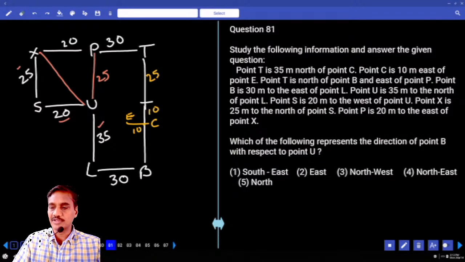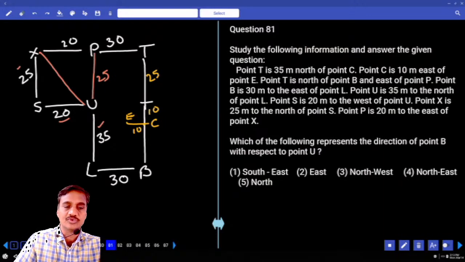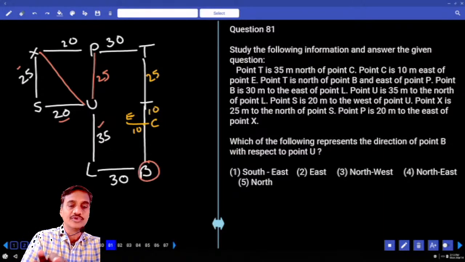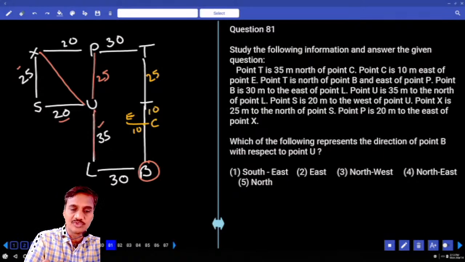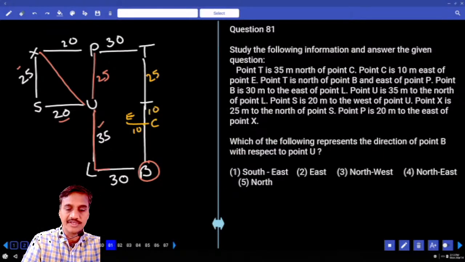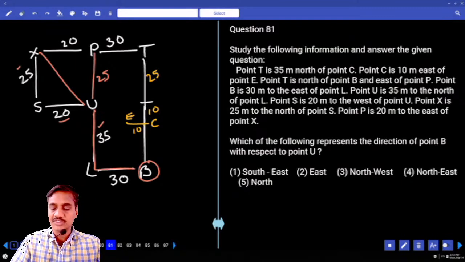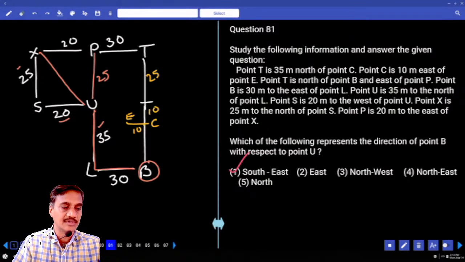And which of the following represents the direction of B with respect to U? Now B with respect to U, in order to reach B from U, first I need to move towards south, next east, south and east, southeast. Southeast, choice 1, question number 81.